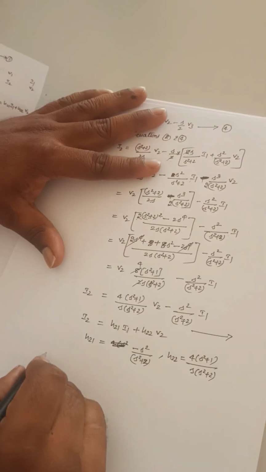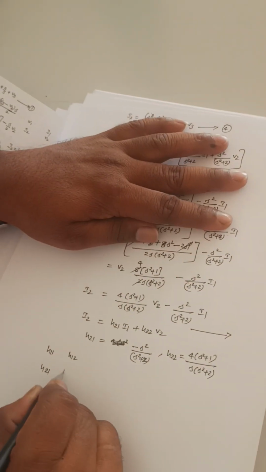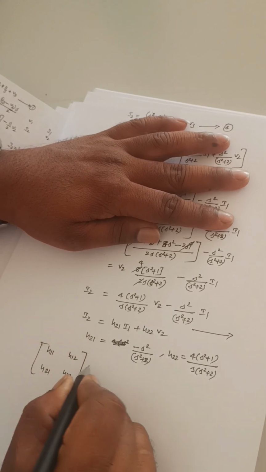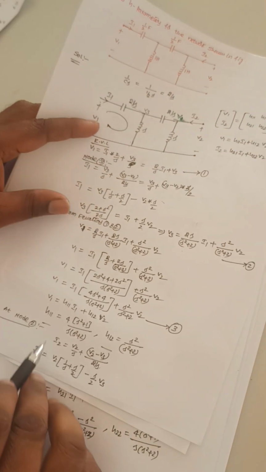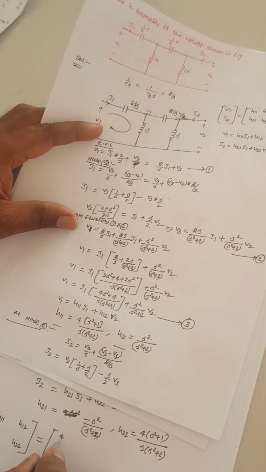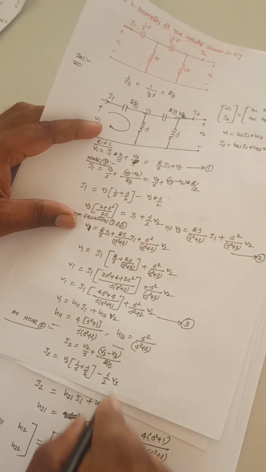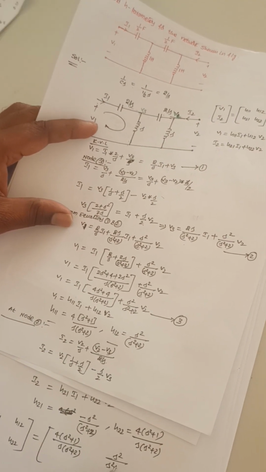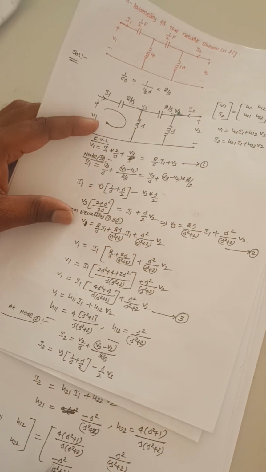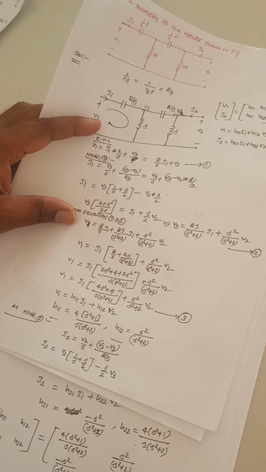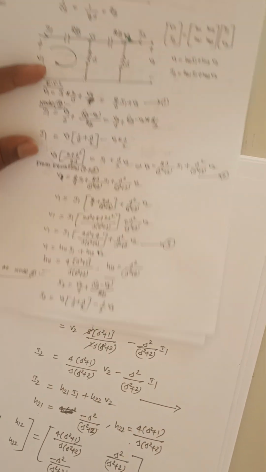So if I write these h parameters in vector matrix form, h11, h12, h21, h22 is equal to: h11 value we already calculated here, that is 4 into (S square plus 1) divided by S into (S square plus 2), and h12 value is S square divided by (S square plus 2). h21 value is minus S square divided by (S square plus 2). h22 is 4 into (S square plus 1) divided by S into (S square plus 2). So this is how we need to solve this type of problems.